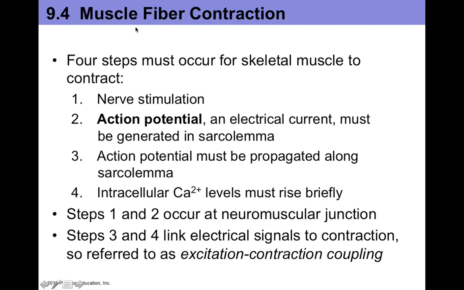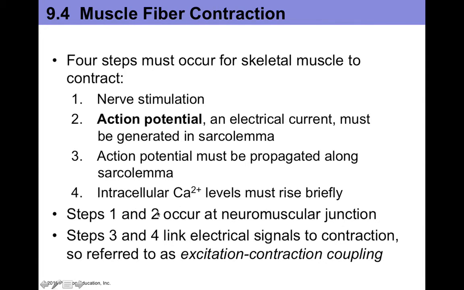Okay, in this video we're going to talk about muscle fiber contraction. Muscle fibers contract in 4 coordinated steps. It starts with nerve stimulation that leads to the production of an action potential in the sarcolemma. This action potential, or electrical impulse, is propagated along the sarcolemma and then ultimately causes a rise in intracellular calcium levels released by the sarcoplasmic reticulum.